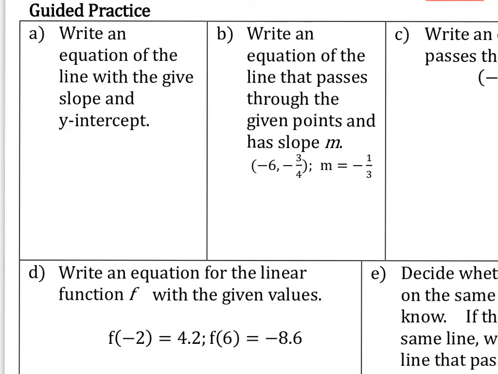Okay, so for the first practice question, write an equation of the line with the given slope and y-intercept. So if I give you a slope of -5 and a y-intercept of -6, this also stands for (0, -6). All you have to do is write y equals -5x minus 6.